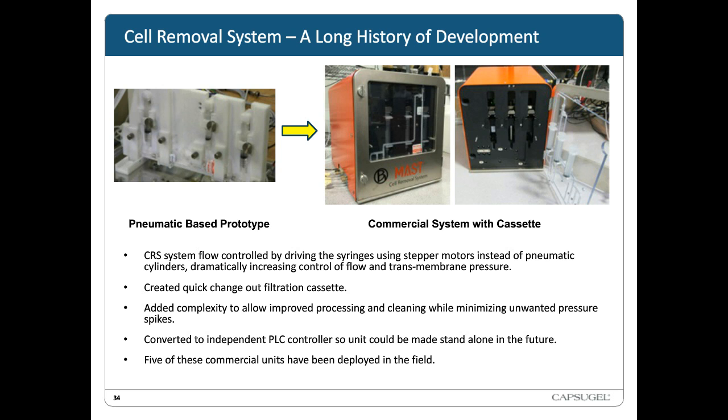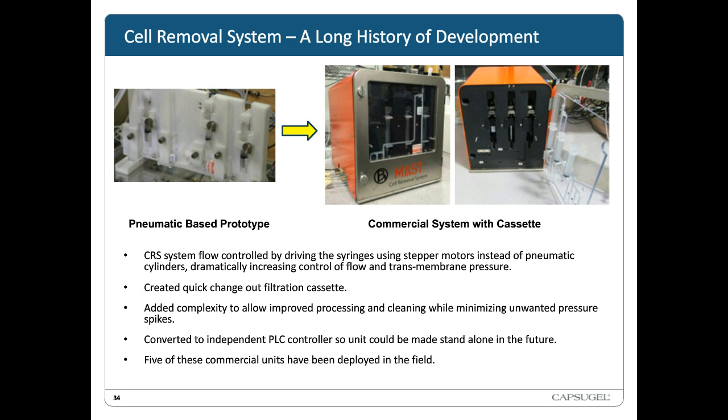In the original system, you had to literally manually put in all the tubes and the hollow fiber cassettes, so we made a quick change-out filtration cassette that you can see in the picture there. We also added some complexity to allow improved processing and cleaning operations, minimizing unwanted pressure spikes that happen when you are loading and operating the system, to reduce filter fouling and maintain a high level of operation.